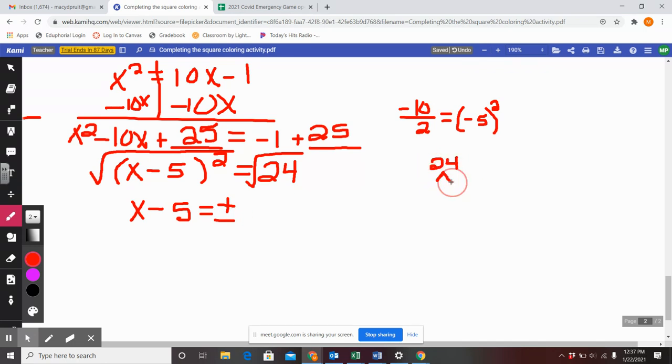Okay, let's reduce the square root of 24. What are factors of 24? 8 and 3. Cool. 4 and 2. 2 and 2. I have one set of 2's, and then I have a 2 and a 3 left. Whatever you have left, you have to multiply back together. So what does that give me? 6.